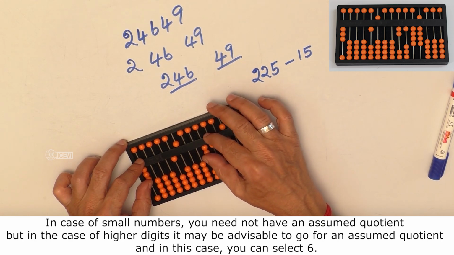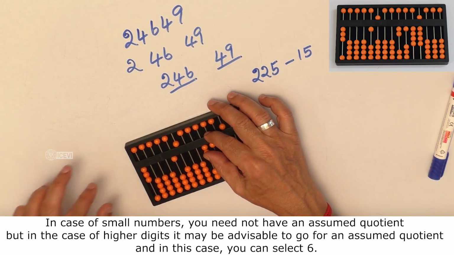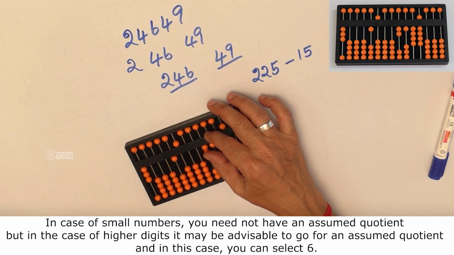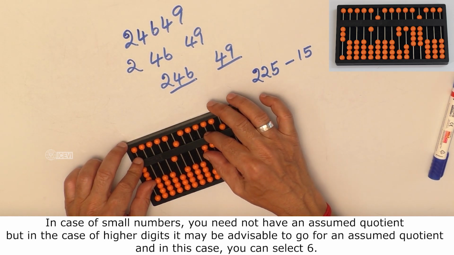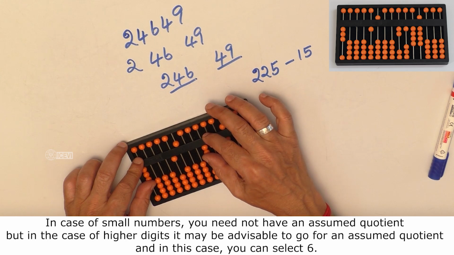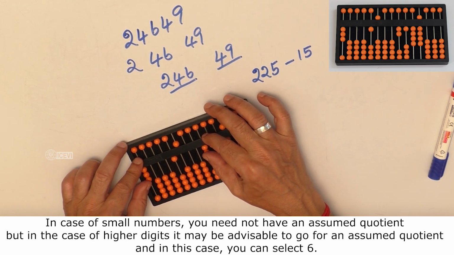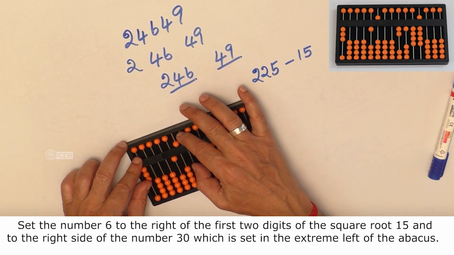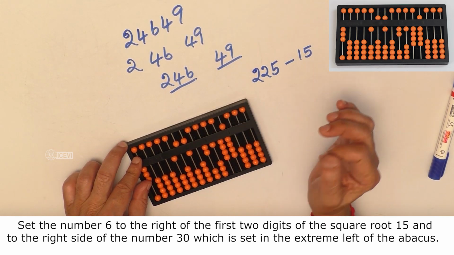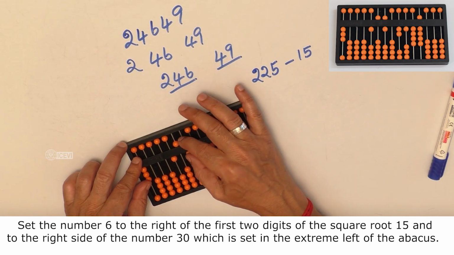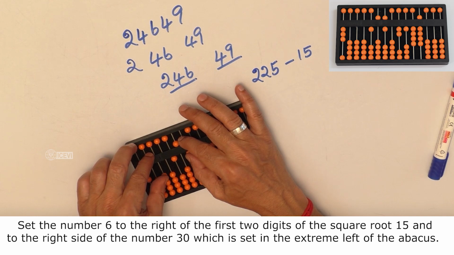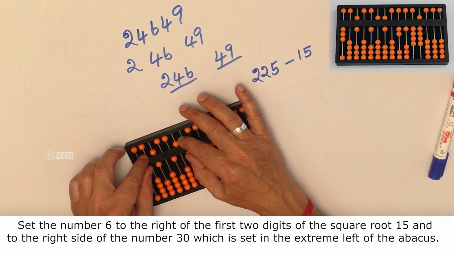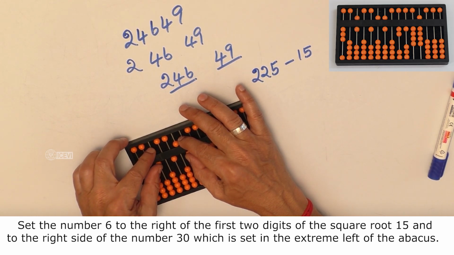In the case of small numbers, you need not have an assumed quotient. But in the case of higher digits, it may be advisable to go for an assumed quotient. And in this case, reduce 1 from 7 and select 6 as the assumed quotient. Set the number 6 to the right of the first two digits of the square root, 15, and to the right side of the number 30, which is set in the extreme left of the abacus.